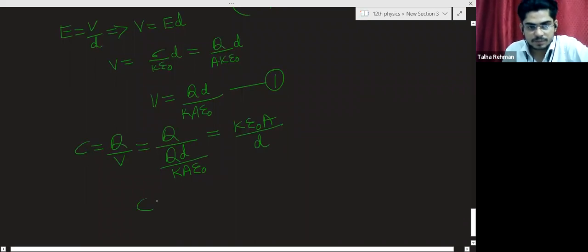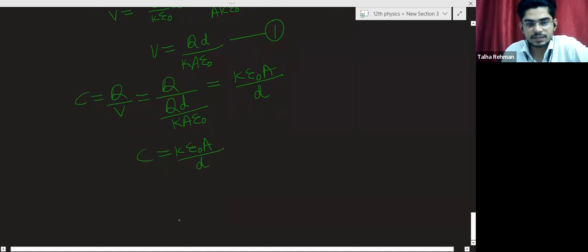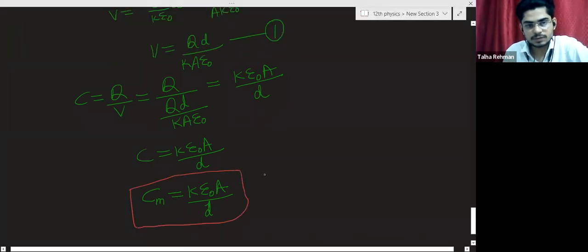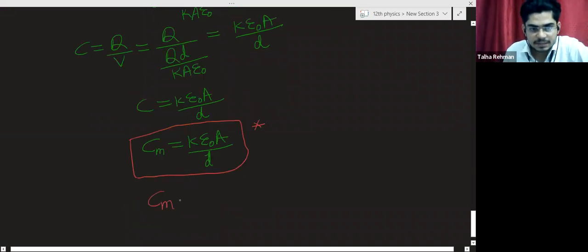So I am representing this as epsilon naught A by d. So I am writing this C as Cm. Cm stands for capacitance in medium: k epsilon naught A divided by d. This is the final formula, and I can write this Cm as k into C naught.